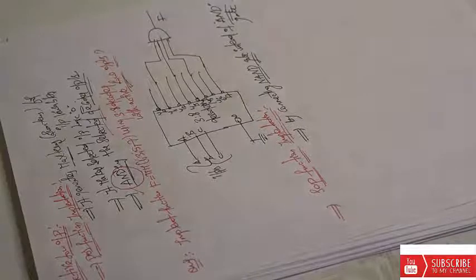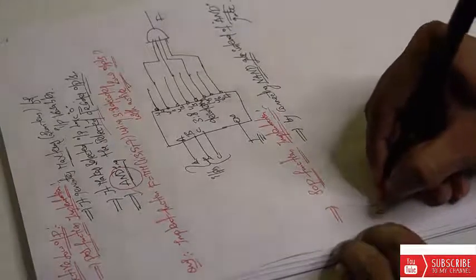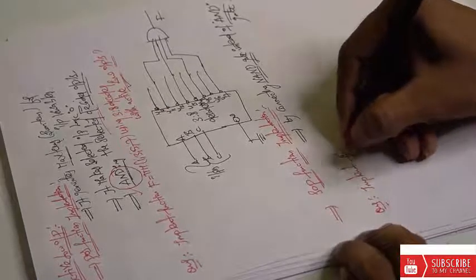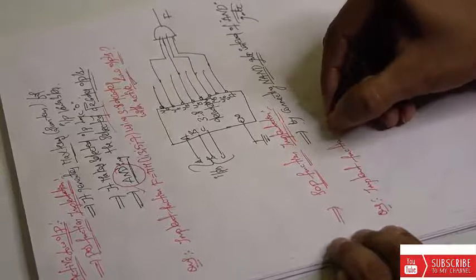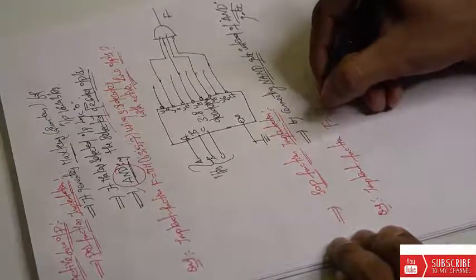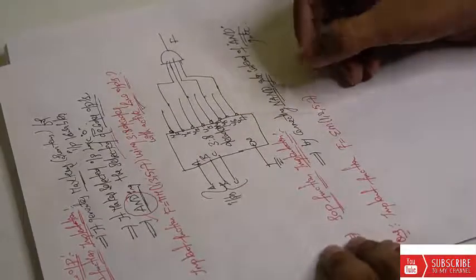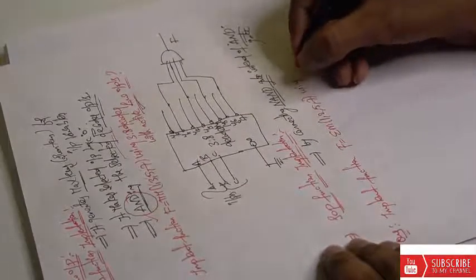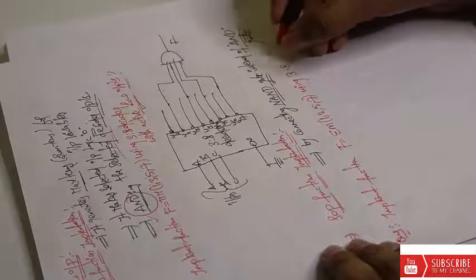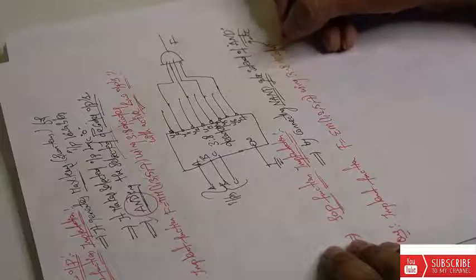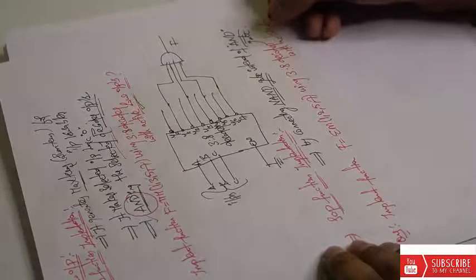Right? Let's see a small example for this SOP function implementation. That will be the question: implement function f is equal to summation of m 1 to 5, 7 using 3:8 decoder with active low outputs.